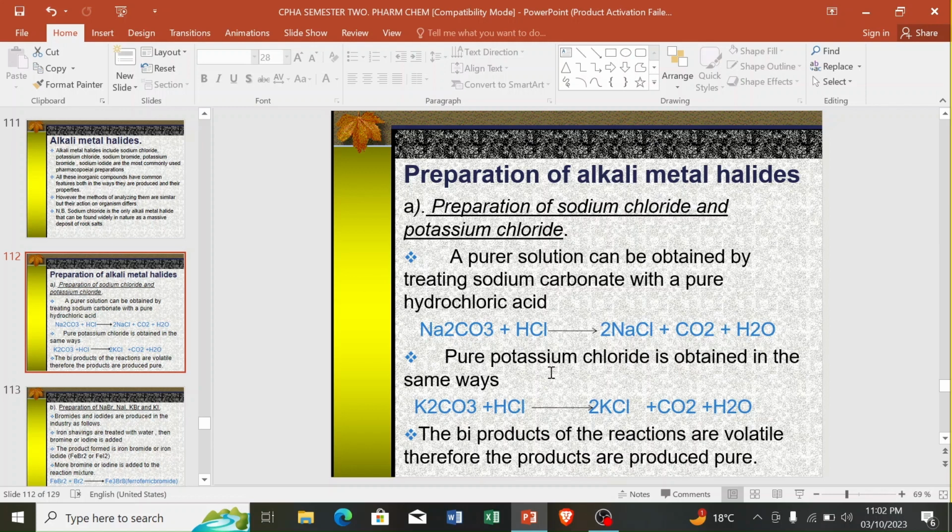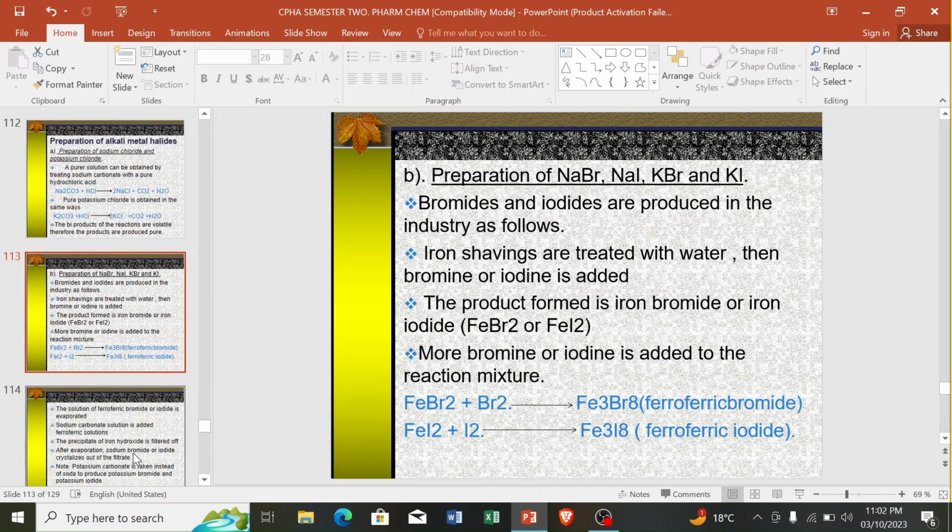So when we want pure potassium chloride, we still use the carbonate, as I said earlier on. We take potassium carbonate reacting with hydrochloric acid to give us potassium chloride, carbon dioxide, and water. The byproducts of the reactions are volatile. Therefore, the products are produced pure. The products that we get are going to be pure.